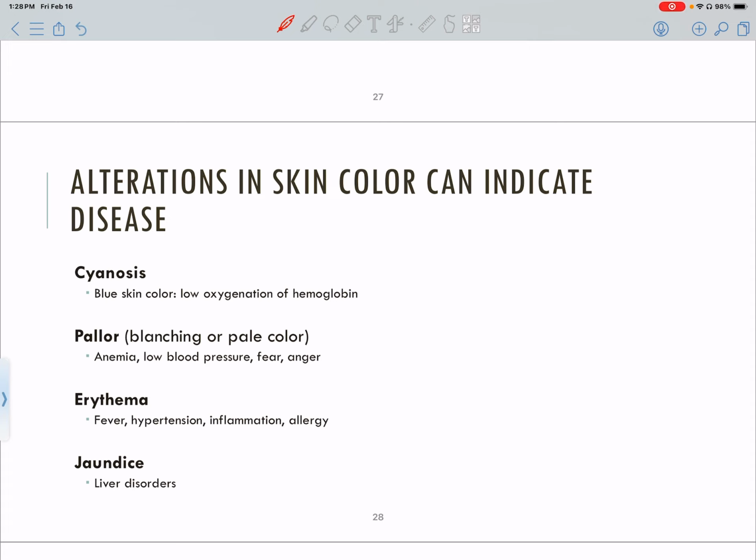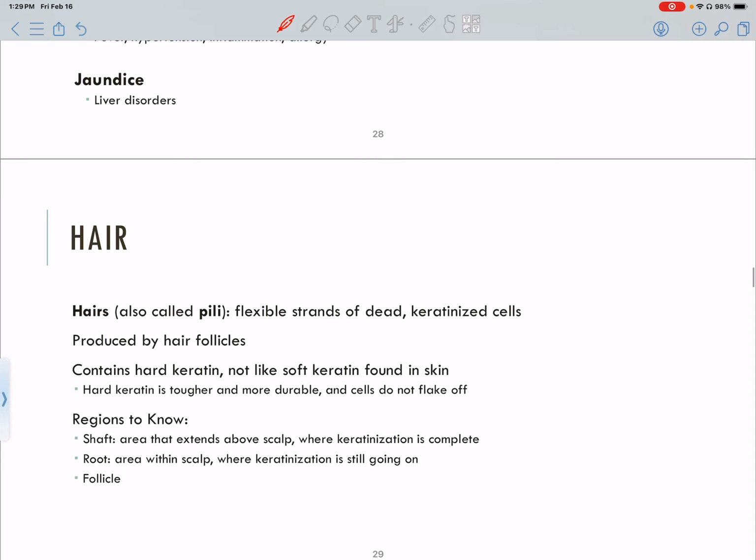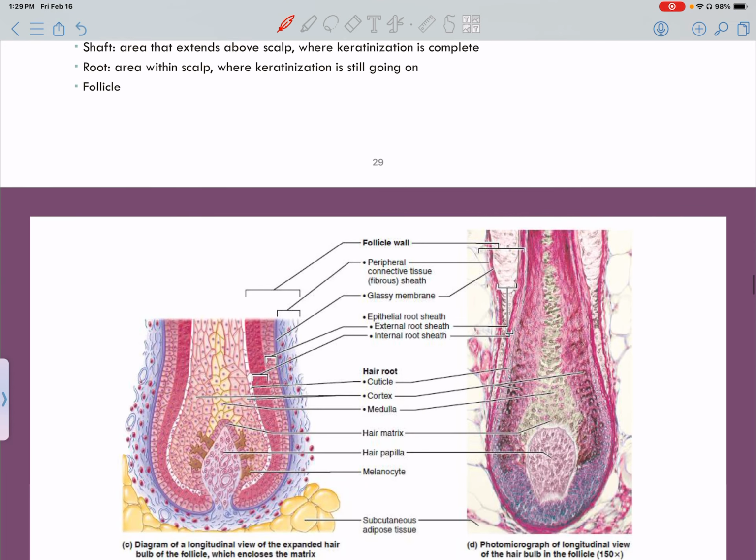Erythema, this can be the result of fever, hypertension, or inflammation or allergy. So you'll see redness in certain areas of your skin, especially your face. And then jaundice, you'll get yellowing in the whites of your eyes, and that can be indicative of having a liver disorder. We are not going to touch on hair at all, like I told you.